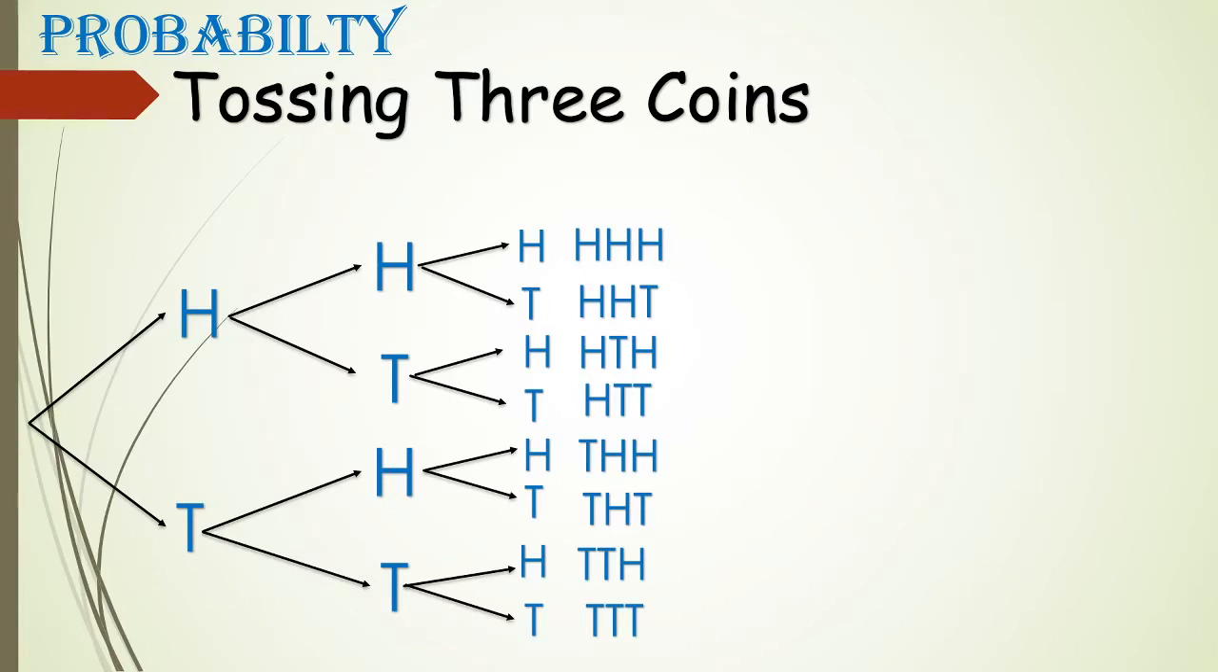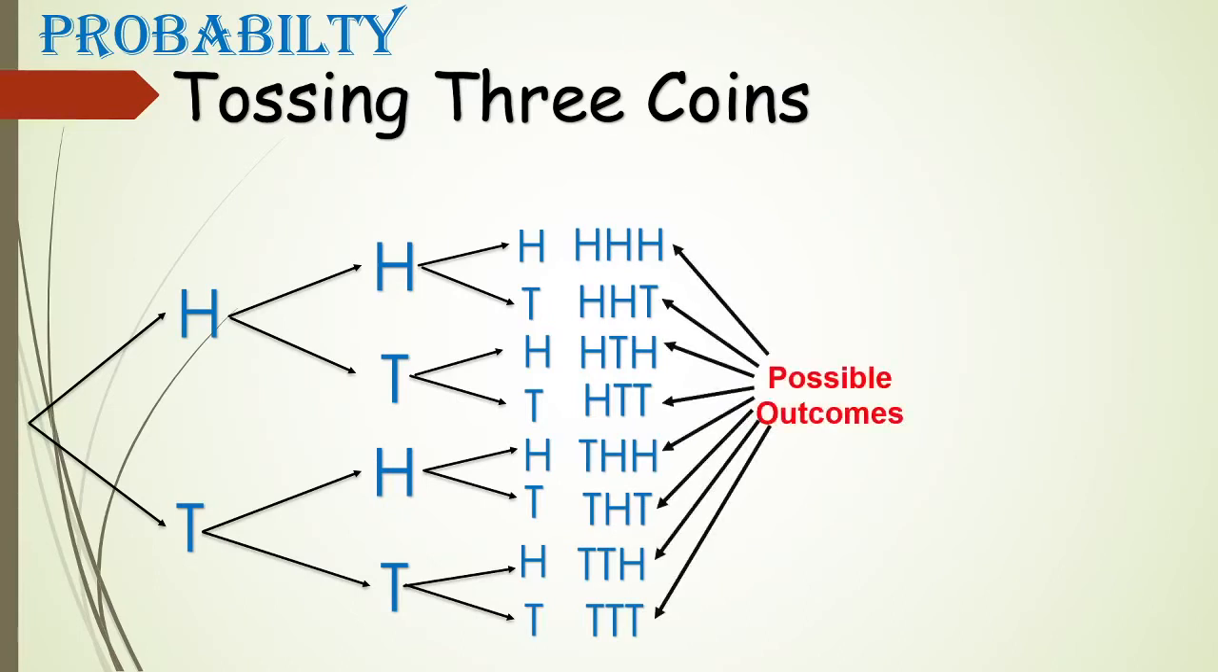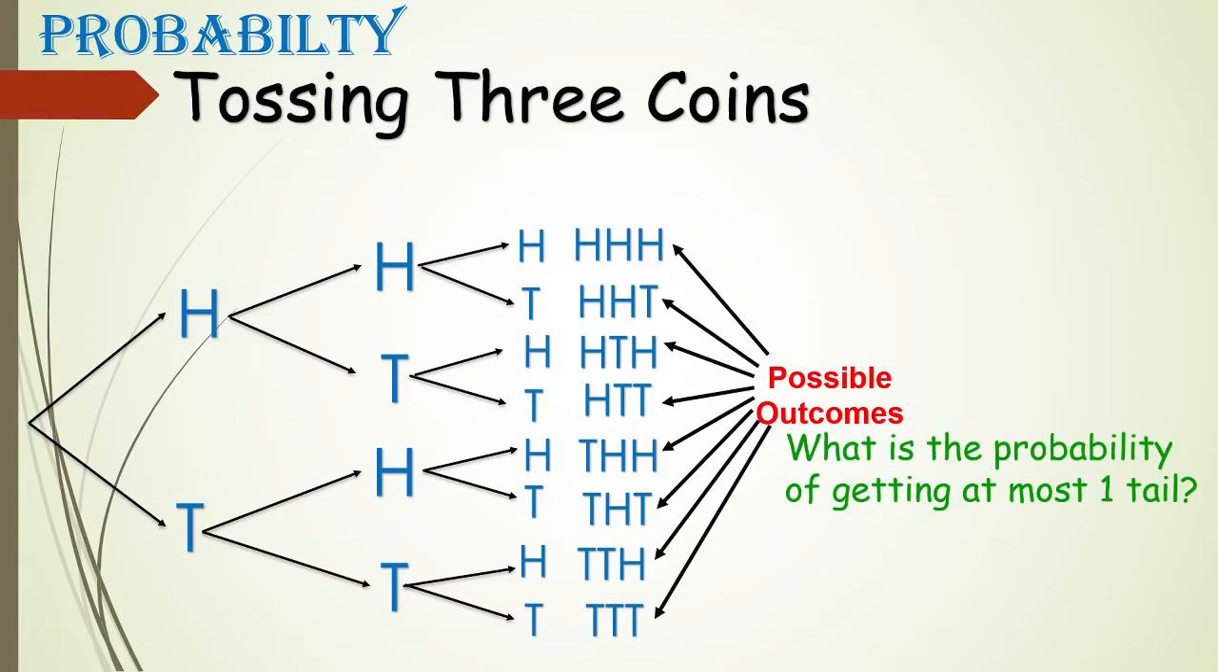Still tossing 3 coins, but this time, I want to have the words at most. At most 1 tail. When I say at most 1 tail, it means 1 tail or less. Okay? Take note of that. When I say at most 1 tail, it means 1 tail or no tail at all.